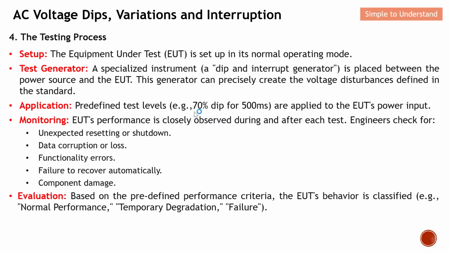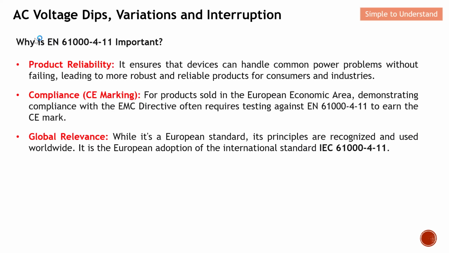Next, why is EN 61000-4-11 very important? Firstly, we need to ensure that the product is reliable. This test ensures that the device can handle common power problems without failing, leading to more robust and reliable products for consumers and industry. Next is basically compliance. For Europe, they have this form of compliance.